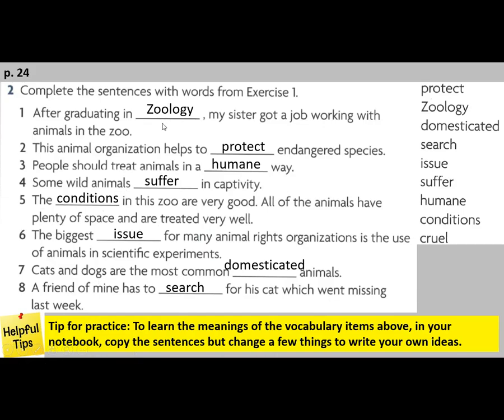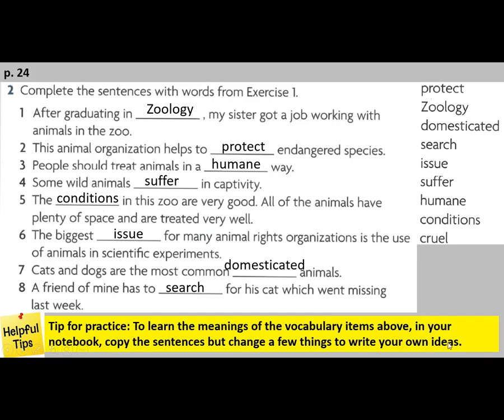If you want to really learn these words, I think the best thing you can do is to learn the meanings of the vocabulary items here in your notebook. You should spend some time, maybe 10 minutes, maybe 20 minutes, half an hour. Copy these sentences, but change a few things and write your own ideas, your own sentences. For example, you can copy number 4, some wild animals suffer in captivity. Maybe you can change it: some old people suffer from illnesses in hospitals.